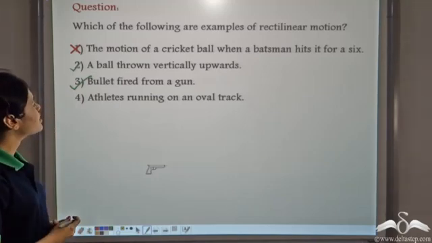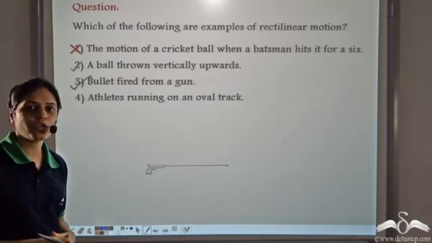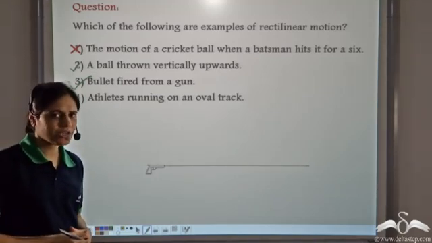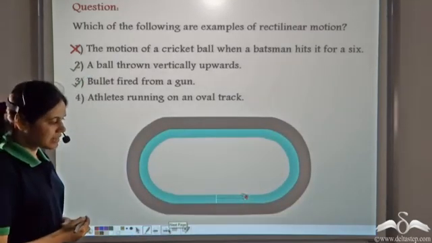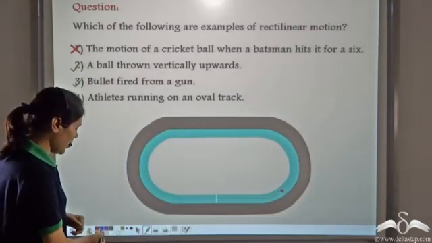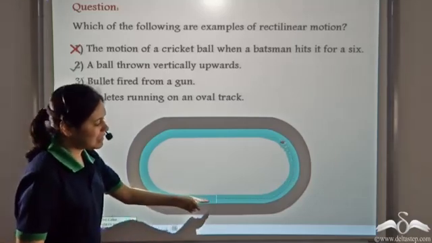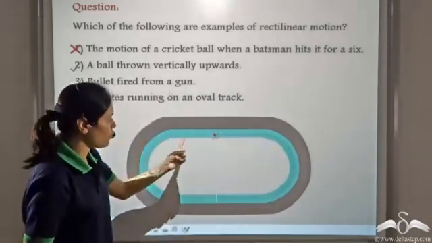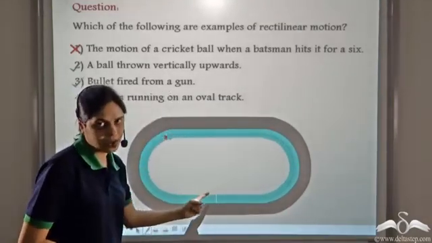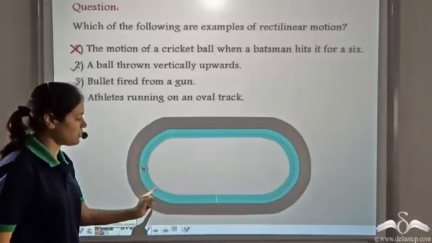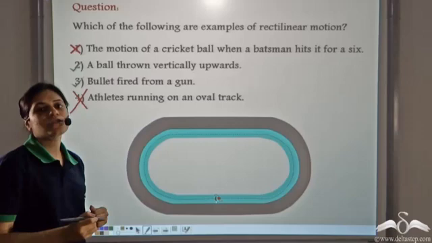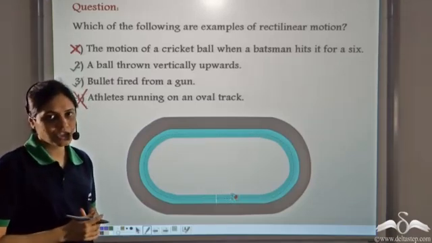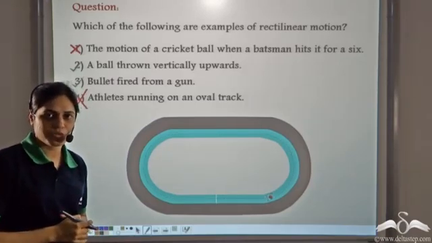And the last is athletes running on an oval track. What do you think? What will be the answer? So this is an athlete running on an oval track, and we can clearly see that it will follow an oval path and not a straight line path. So this is also not an example of one-dimensional or rectilinear motion.